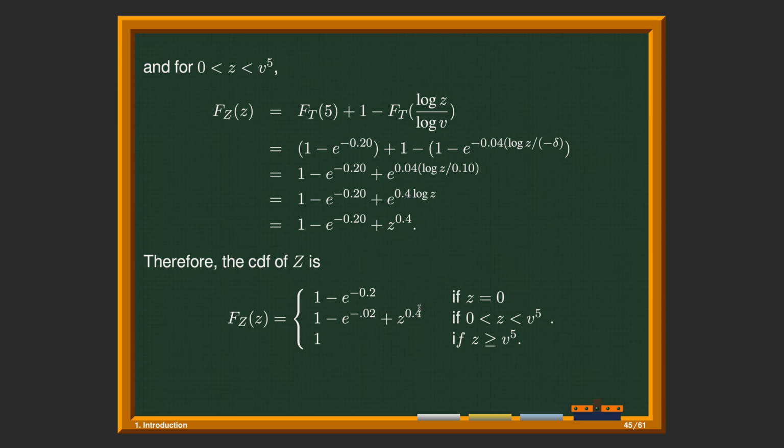Okay? So in other words, the CDF of z now takes the following form. If z is equal to 0, it's 1 minus e to the negative 0.2. If z is between 0 and v to the 5th, the CDF is 1 minus e to the negative 0.2 plus z to the 0.4. And if z is greater than or equal to v to the 5th, the CDF is 1.